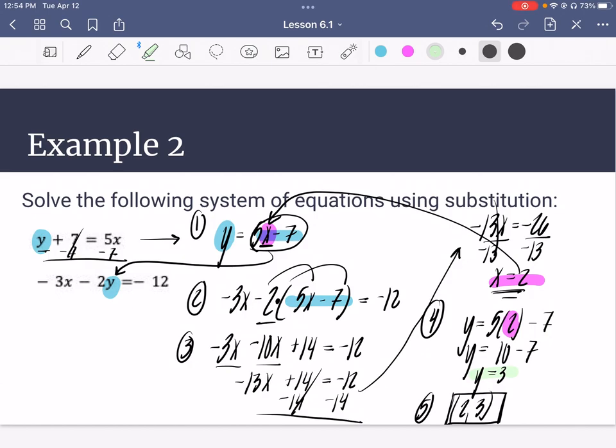And then step number 5, write your solution as a coordinate point. So x was 2, y was 3. Also, what I will caution you against here: even if you solve for y first, make sure that it's going in the spot in the coordinate point for y, and that x is going in the spot for x.